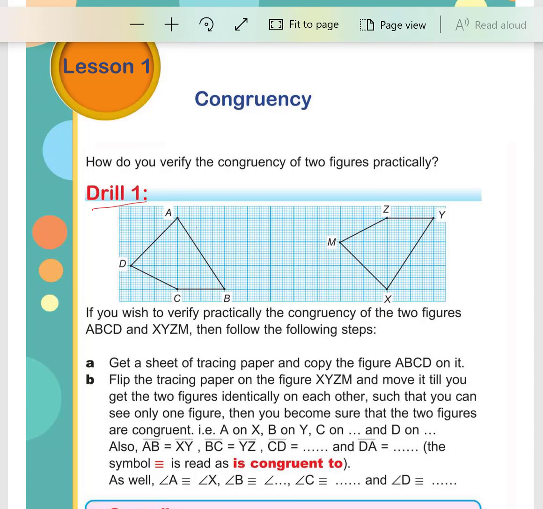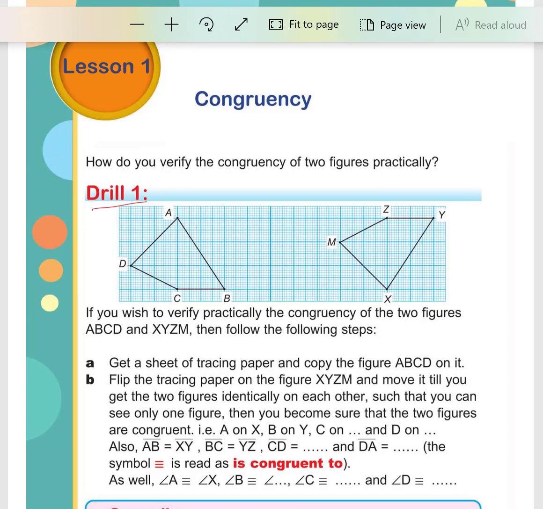We have two polygons, A, B, C, D, and the other polygon called X, Y, Z, M. All of us note that the side AB equals the side XY in length, and the side BC equals the side YZ, and side CD equals the side ZM, and side DA equals the side MX.